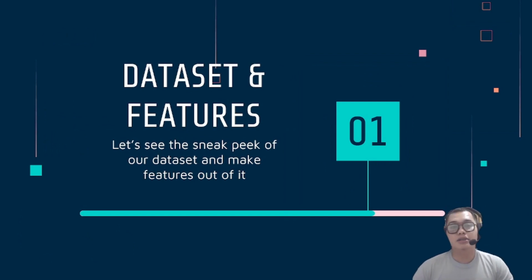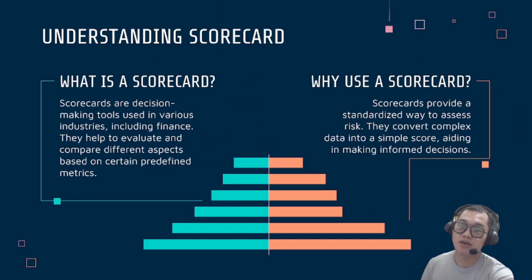Okay, first things first, number one is the dataset and features, where we see a sneak peek of our dataset and make features out of it. Before we proceed further into our project, it's better that we understand the scorecard. What is a scorecard? Scorecards are decision-making tools used in various industries, including finance. They help to evaluate and compare different aspects based on certain predefined metrics.